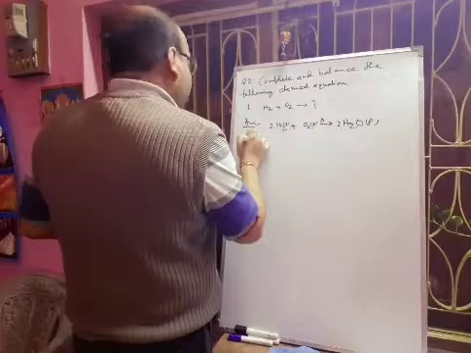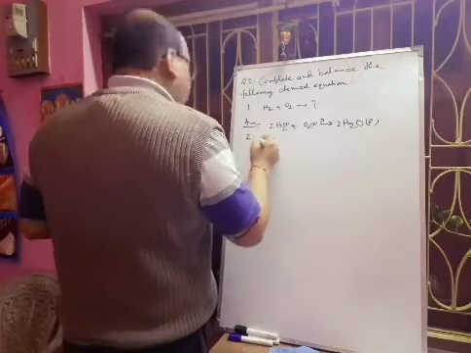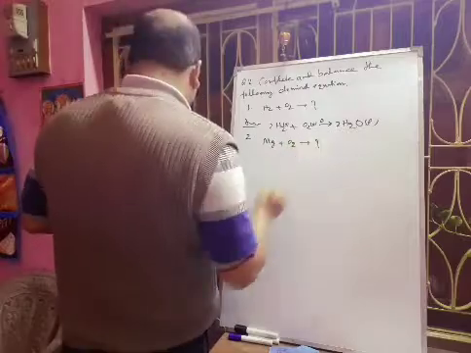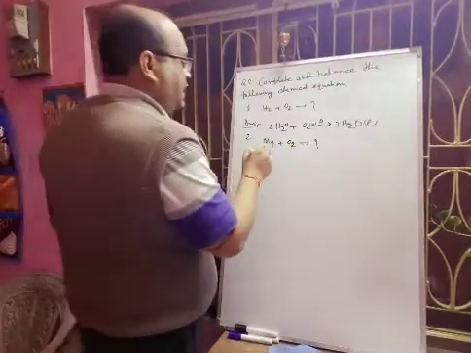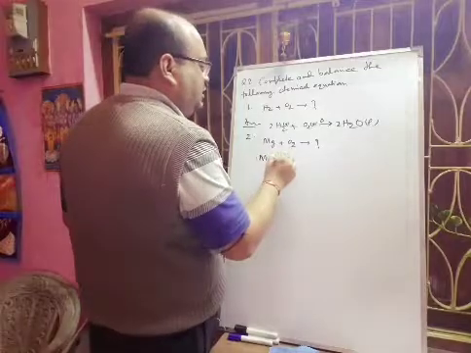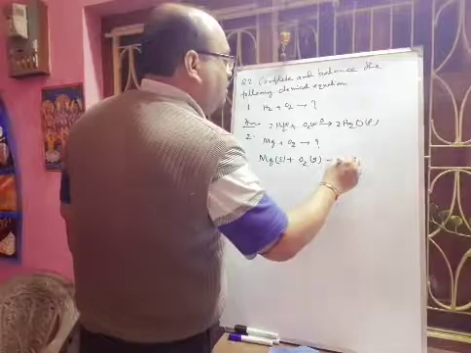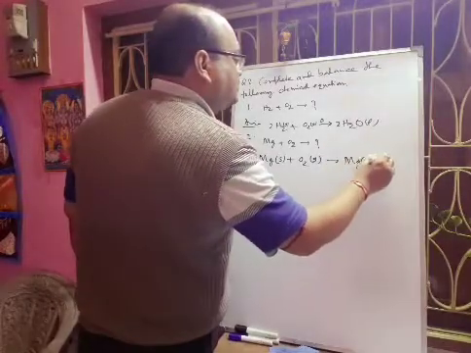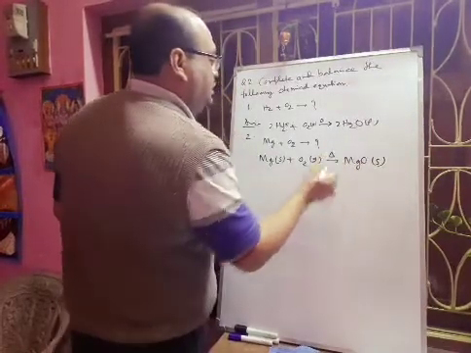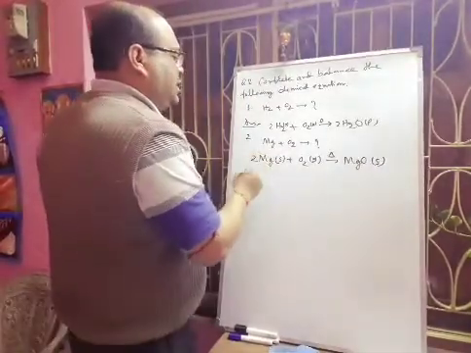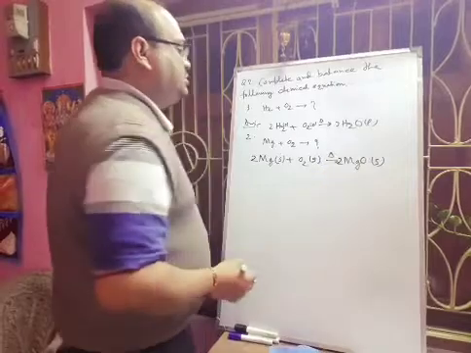Next question is given: magnesium plus oxygen. So in this case you have to write that magnesium solid is reacting with oxygen gas, forming magnesium oxide solid, upon heating. Now here you have to balance it: 2 Mg here, and here you have to put 2 MgO. This is the correct answer.